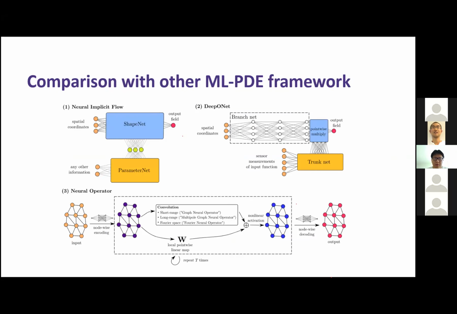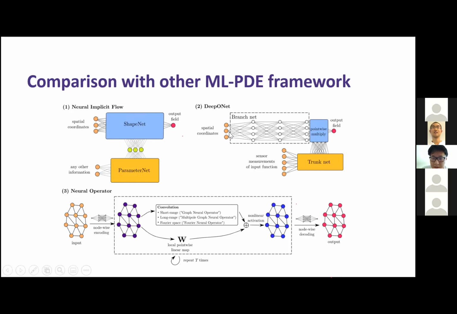So, a comparison. I want to do a little comparison with other machine learning PDE frameworks. Although for my framework, I'm not really working on learning a surrogate model for a PDE solver, I just want to make a comparison so you can see some interesting connections. On the left, as you can see, this is our neural implicit flow I just described before. On the right, this is the famous DeepONet proposed by Professor George Karniadakis's group.